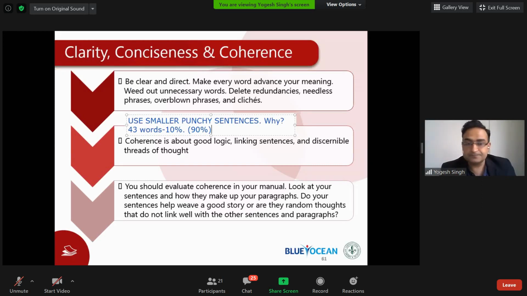So, like I was mentioning, the copywriter's research: 43 words, 90% of people won't understand. If you have 8 words in your sentence, then 90% of people will understand what you want to say.